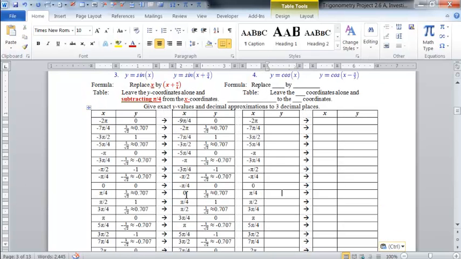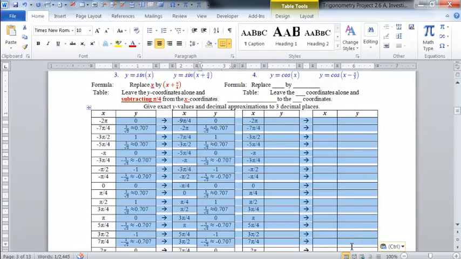Let's check out a few of these. Pi over 4 plus pi over 4 is 2 pi over 4, which is pi over 2. Sine of pi over 2 is 1. And notice that does line up. The pi over 4, you subtract it, you get to pi over 2, do its sine, you get 1. And that works out. You can check out some more on your own, but these do work out correctly.